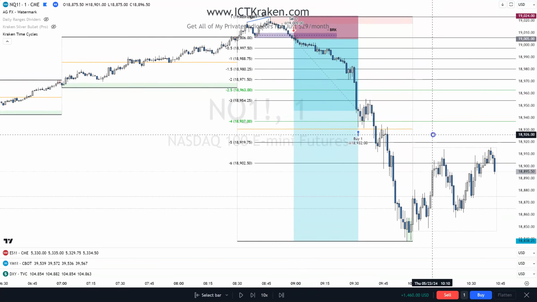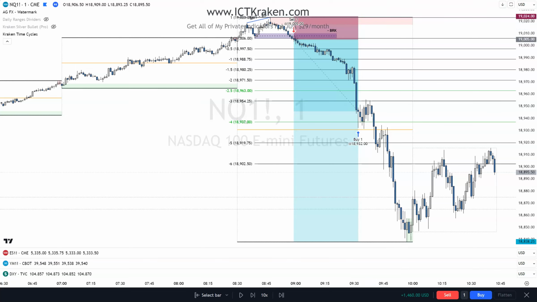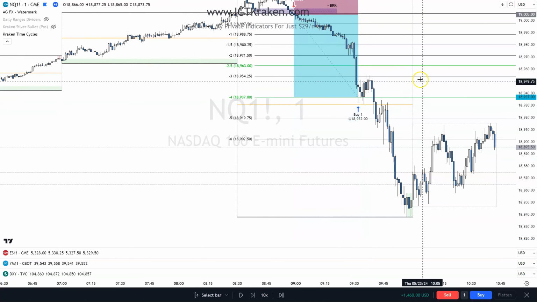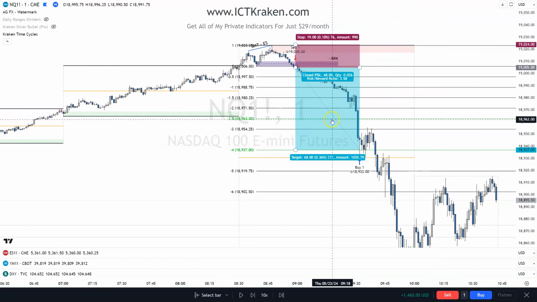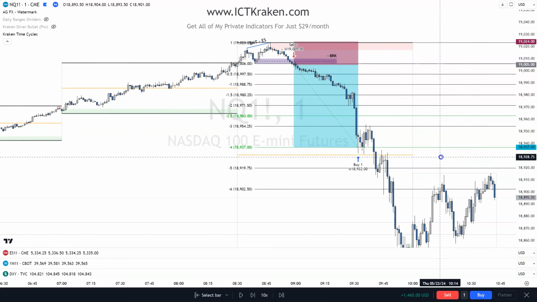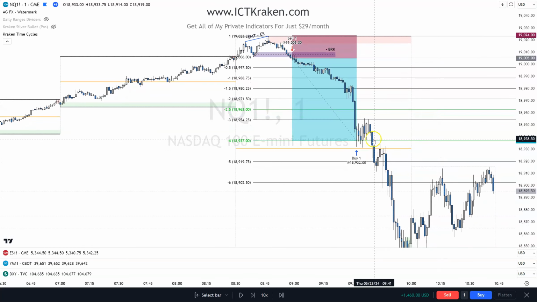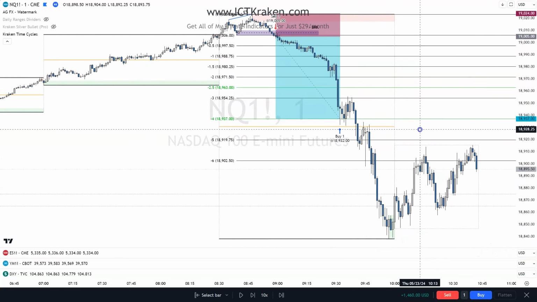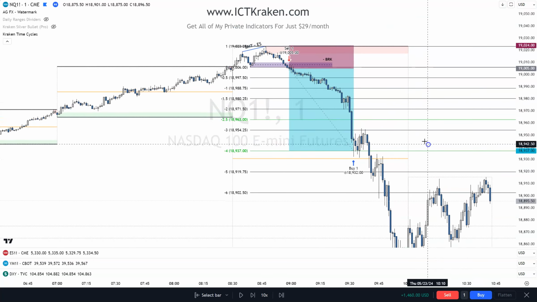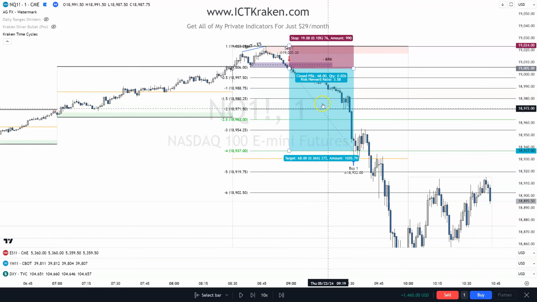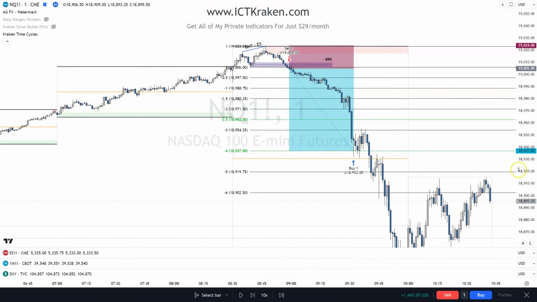Man, I could have got another 100 points here. Yeah. I know. Trust me, I know. That is life. I'm happy with the 68 handles here. That was a great trade for me. I missed out on all of this. I did take a silver bullet trade over here. But this trade right here is a good pre-market trade.